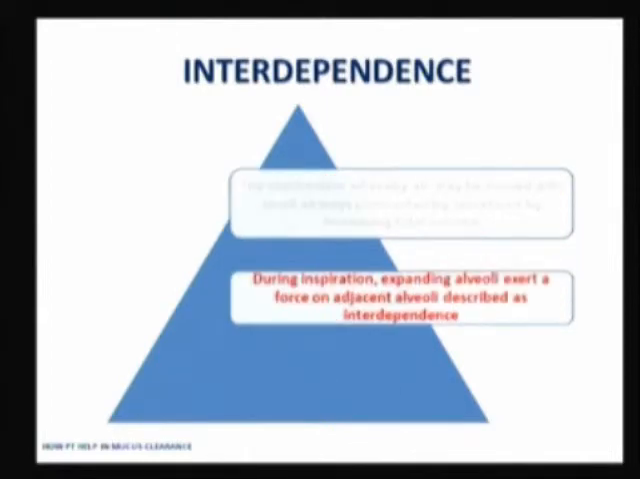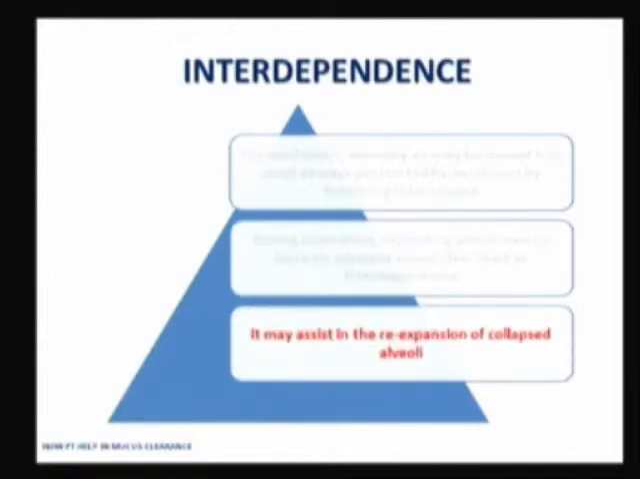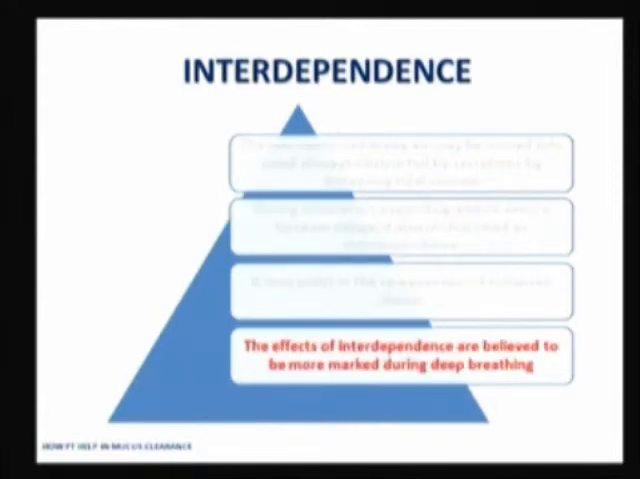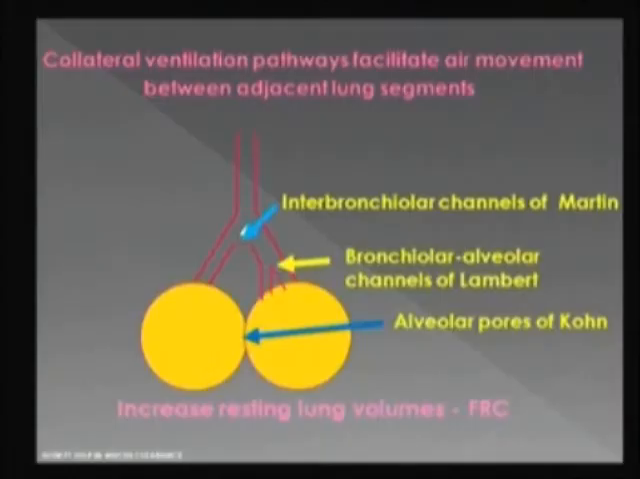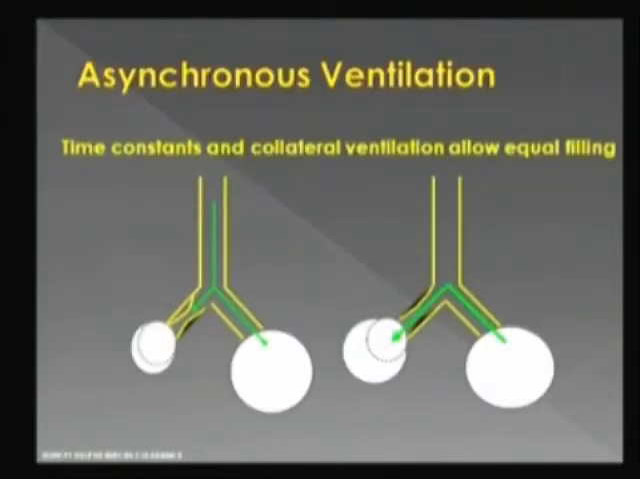During inspiration, expanding alveoli exert a force on adjacent alveoli, described as interdependence, and it may assist in the re-expansion of collapsed alveoli. This is because we don't have cilia. The effects of interdependence are believed to be more marked during deep breathing. Here on the right we have collapsed alveoli, and this is a normal diffuse alveoli. So the interdependence between the collateral channels will help the air to enter the closed alveoli.